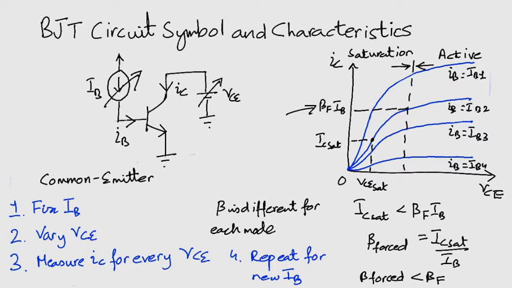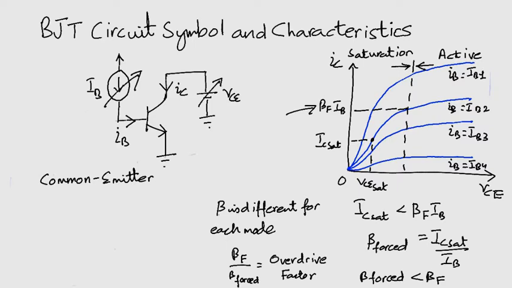The ratio of beta F to beta forced is known as the overdrive factor. The greater the overdrive factor, the deeper the transistor is driven into saturation and the lower VCE sat becomes. This is because a greater overdrive factor denotes a lesser beta forced, and since beta forced and IC sat are directly related, that implies that IC sat is at a lower value and so VCE sat is also lower. Get it?